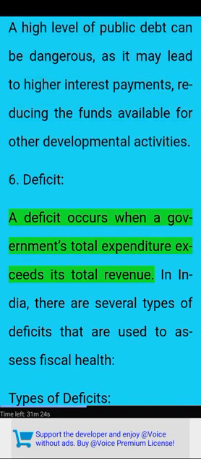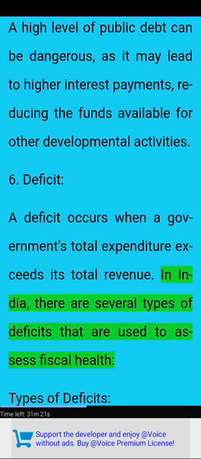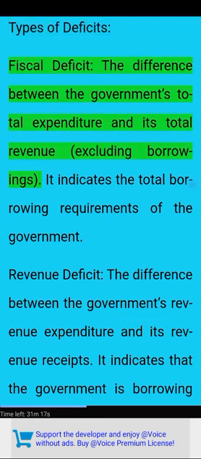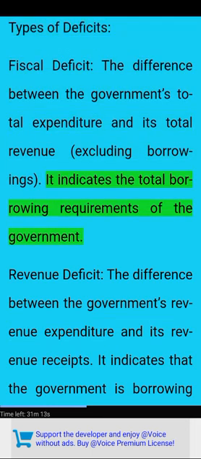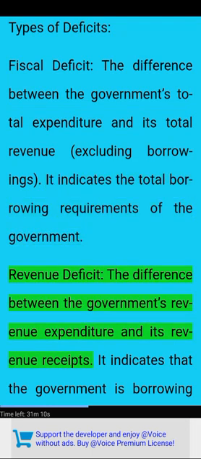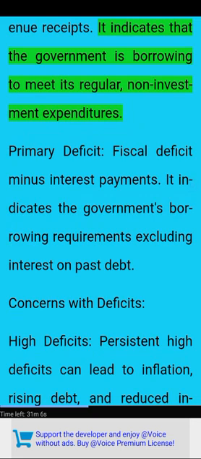6. Deficit. A deficit occurs when a government's total expenditure exceeds its total revenue. In India, there are several types of deficits that are used to assess fiscal health. Types of deficits. Fiscal deficit, the difference between the government's total expenditure and its total revenue, excluding borrowings. It indicates the total borrowing requirements of the government. Revenue deficit, the difference between the government's revenue expenditure and its revenue receipts. It indicates that the government is borrowing to meet its regular, non-investment expenditures.